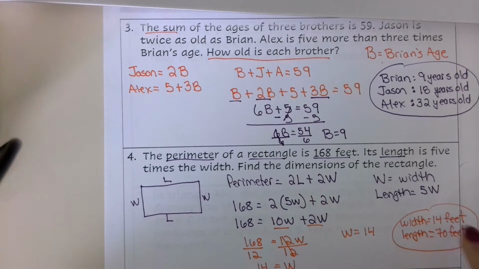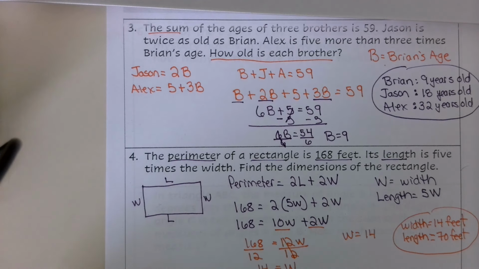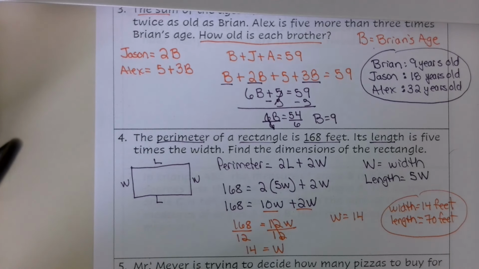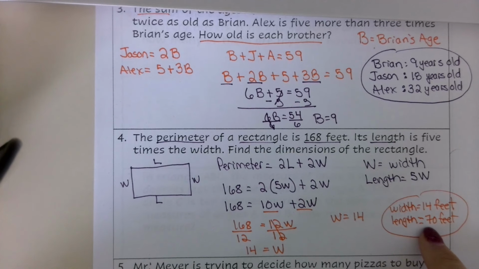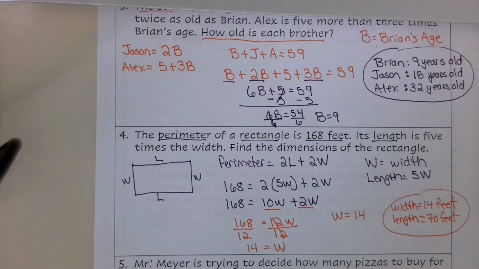Now, how could I check this? I could add 14 plus 14 plus 70 plus 70, and I would get 168. I would know my rectangle is all okay. I can also look at my measurements, and I can see that the length has to be a lot bigger than the width because it's 5 times it, so my numbers make sense.